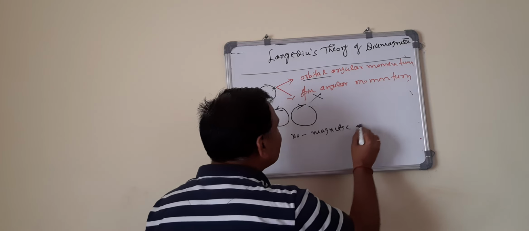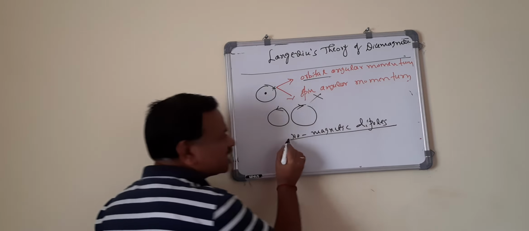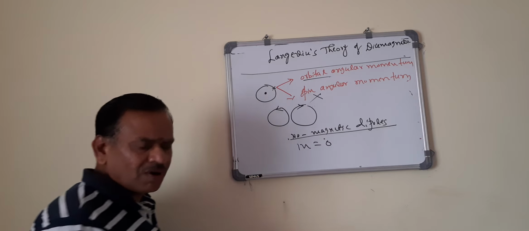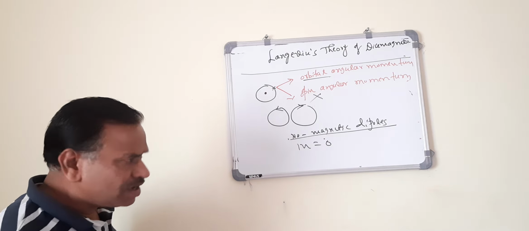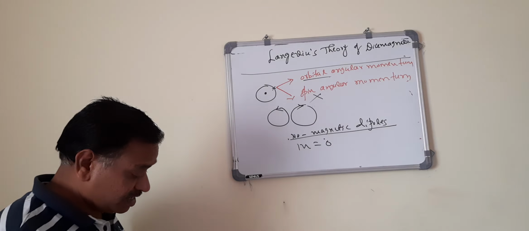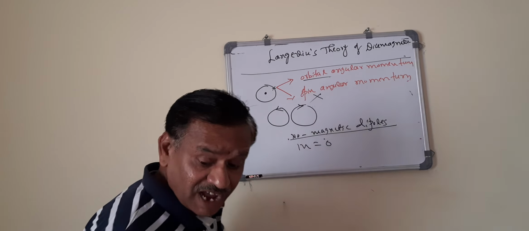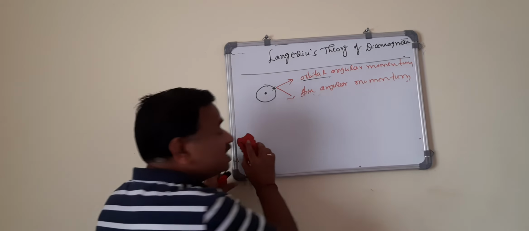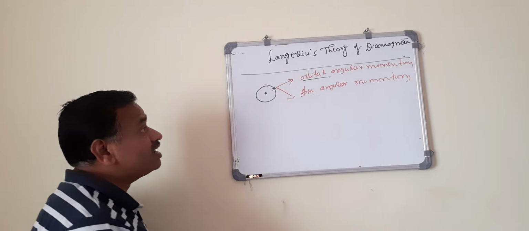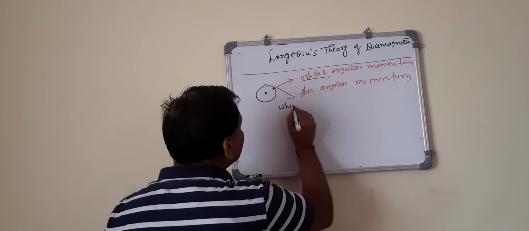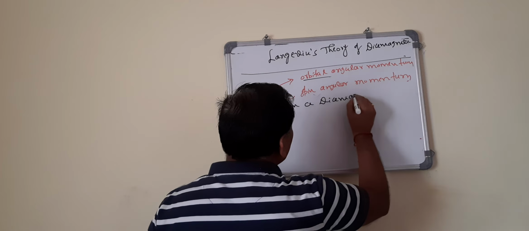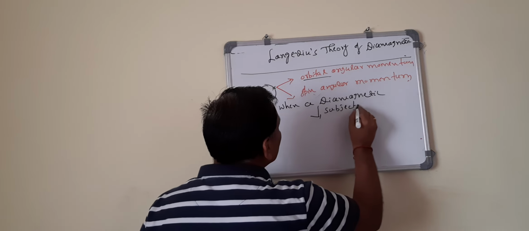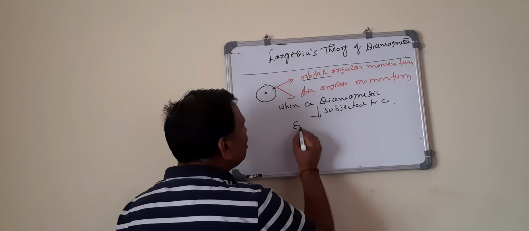So there are no magnetic dipoles. When there are no magnetic dipoles, the magnetic moment is 0, or the magnetization is 0. But remember, what I discussed is in the absence of an external magnetic field. Now, when a diamagnetic material is subjected to an external magnetic field, what happens?